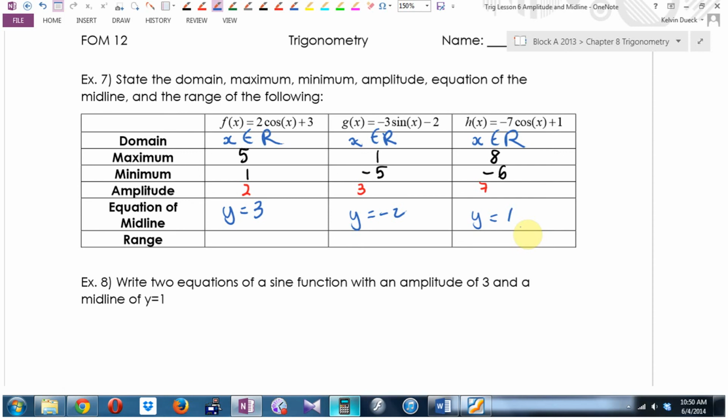Now, how do we write that? You may have seen this last year. We say it this way. 1 less than or equal to y less than or equal to 5. That's how you write everything above 1 and touching 1 and below 5 and touching 5. That's the second shortest way to write in between 1 and 5. There is one shorter way, but it's confusing.